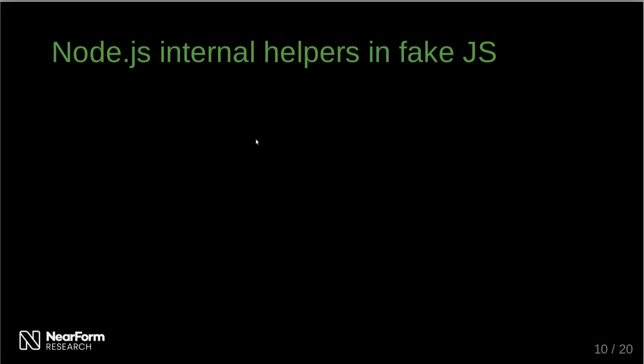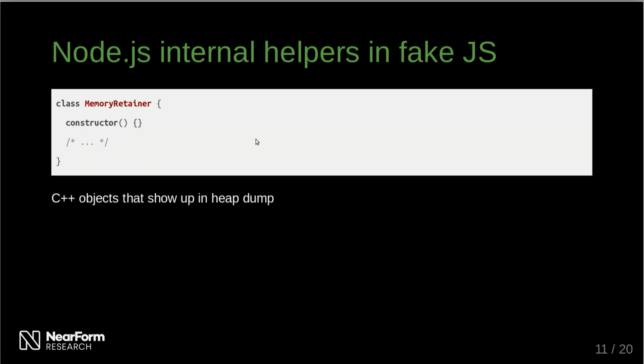We have some internal helper classes that I'm going to show you in fake JavaScript. These are C++ classes, and I'm going to go over them real quick. At the top of our class hierarchy, a lot of our classes inherit from this memory retainer thing, which is basically saying this is a thing that should show up in a heap dump. So something that we track memory for.